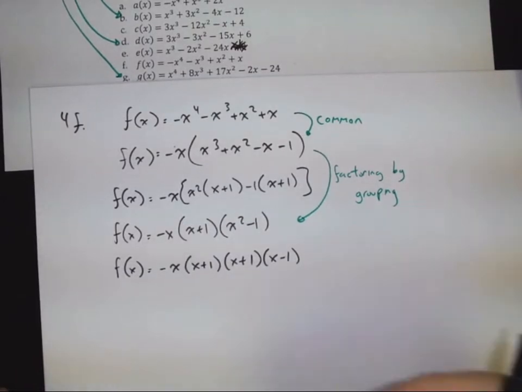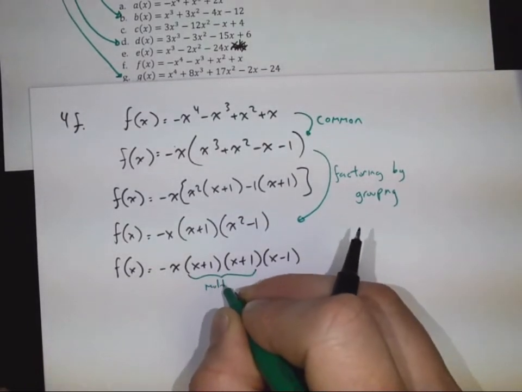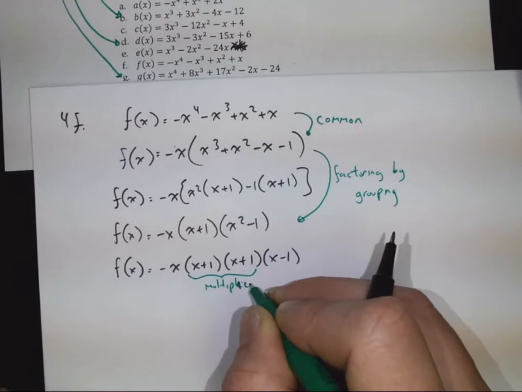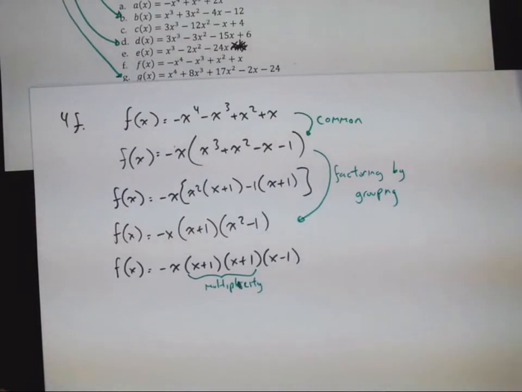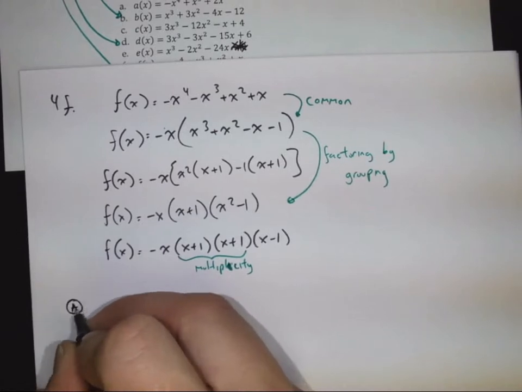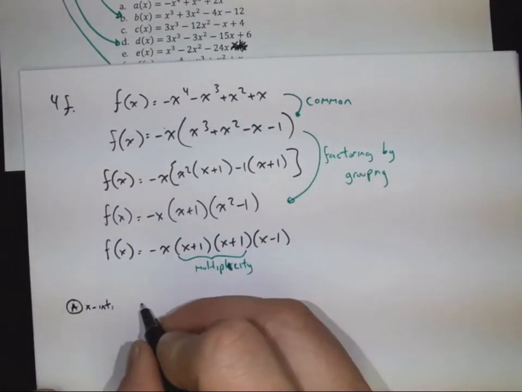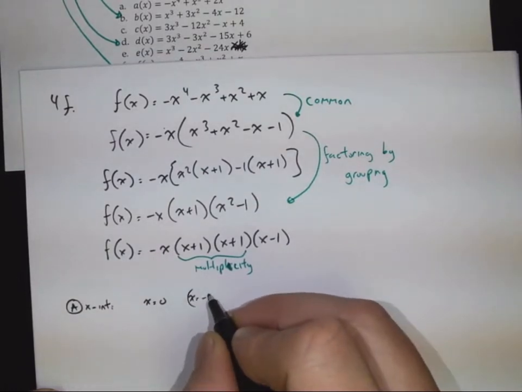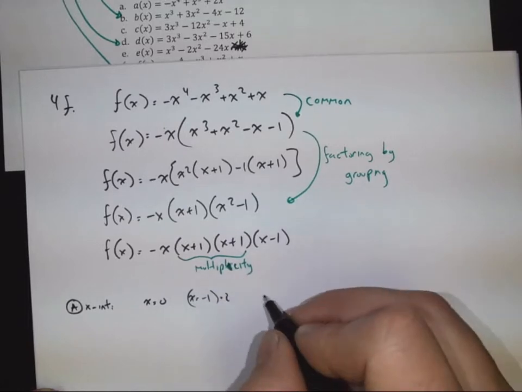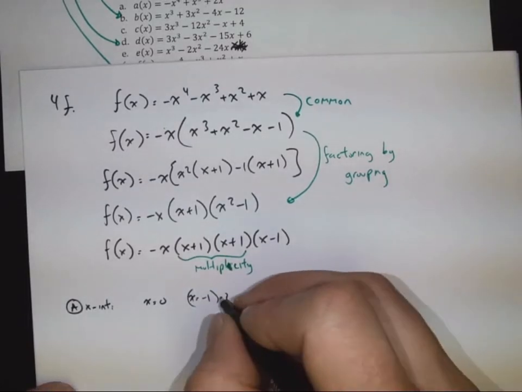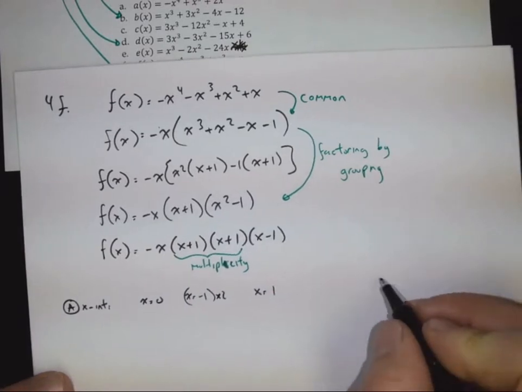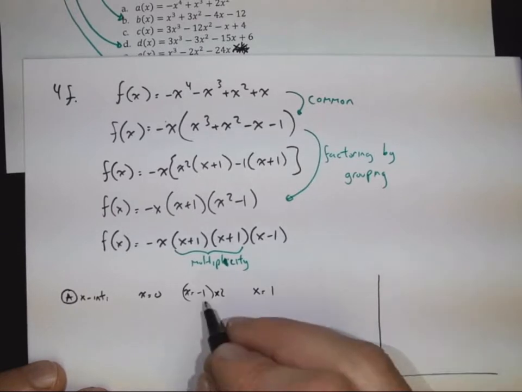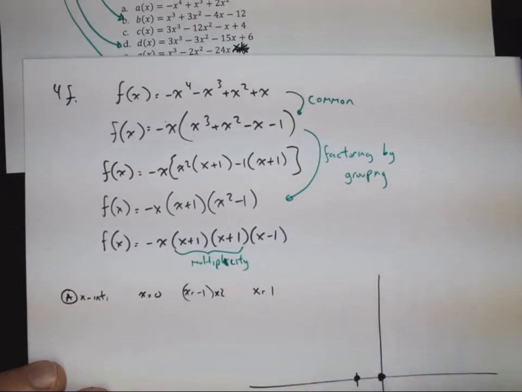Okay, so I see some multiplicity here. So we're going to get some multiplicity. Two roots that are the same. Alright, so we're ready to graph. So let's start with our x-intercepts. So we get our x-intercepts at x equals 0 from this x term. X is negative 1. We get that twice. And we get x is 1. Alright, so we can sketch those out. And we get a point at 0, negative 1, and positive 1.